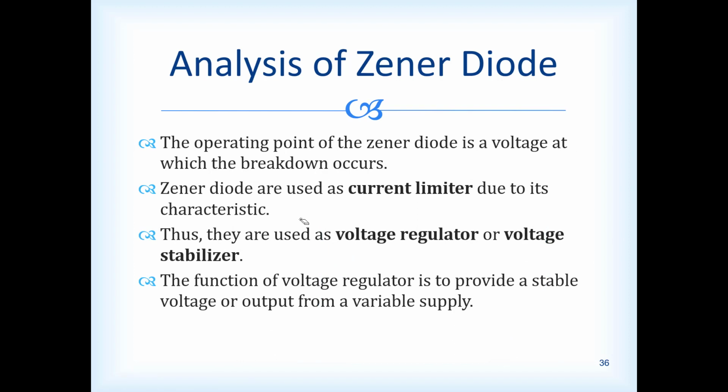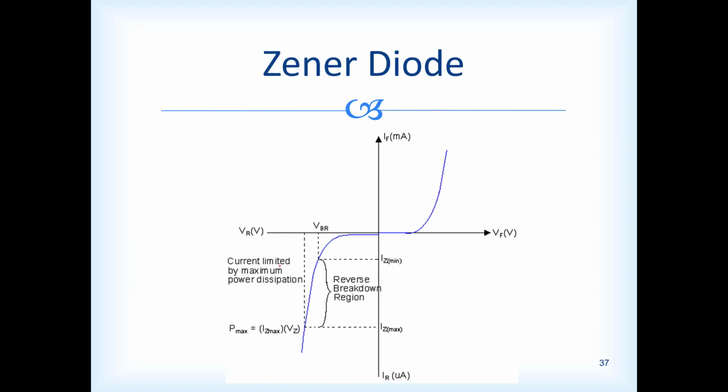Right. What's one special thing about the Zener diode? It works at the breakdown voltage. When the breakdown happens, then the Zener turns on. The Zener diode is used as a current limiter due to its characteristics. It is used as a voltage regulator, not a voltage stabilizer.